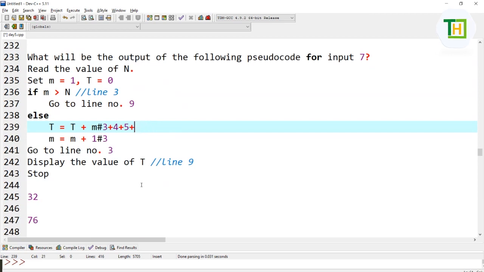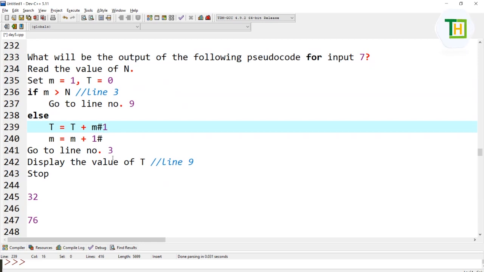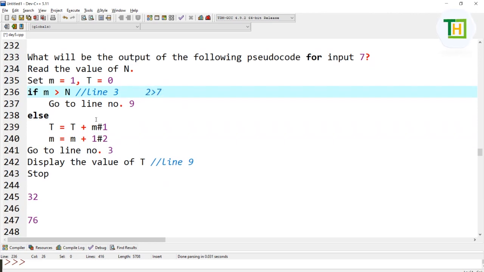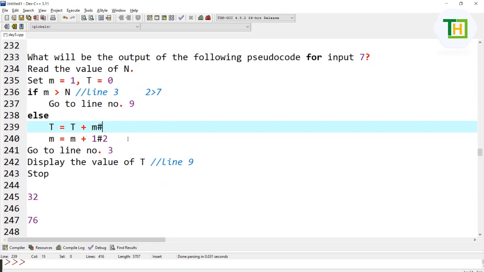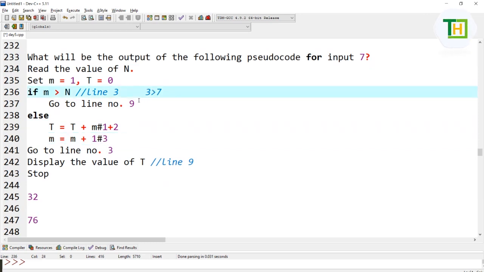Okay, I will write what it is going to be. First of all, T value is 0, M value is 1. Is 1 greater than 7? That is false. Then it is moving here, 0 plus M, that is going to be 1, then it becomes 2. And go to line 3. Is 2 greater than 7? No. It is coming here and 1 plus 2, that is going to be 3 here. Then it becomes 3. Is 3 greater than 7?